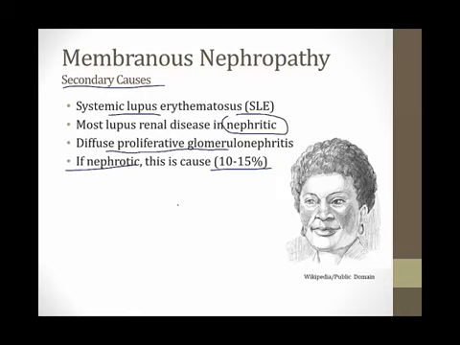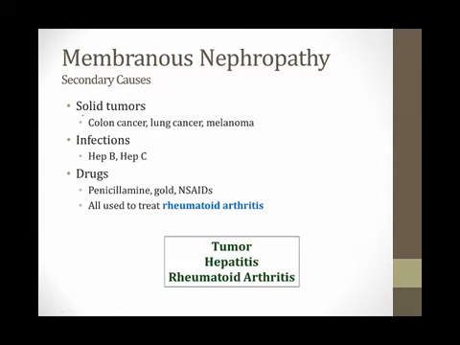And you know that lupus is associated with antibodies, so it should make sense to you that those antibodies could potentially deposit in the basement membrane and lead to membranous nephropathy. Membranous nephropathy can also occur in patients with solid tumors, especially colon cancer, lung cancer, and melanoma. It can also be seen in patients who have viral infections, especially hepatitis B and hepatitis C.